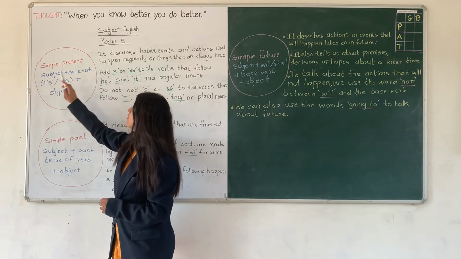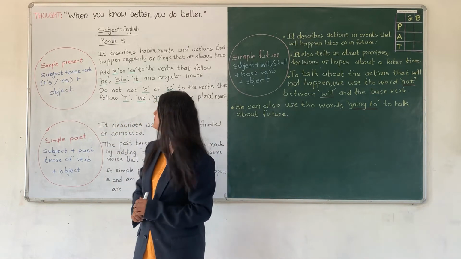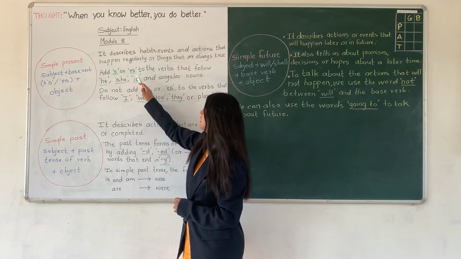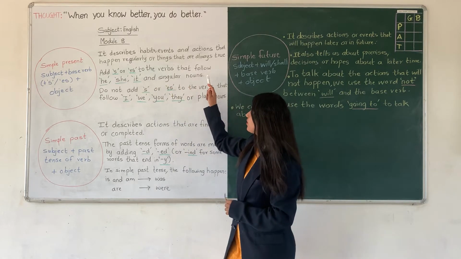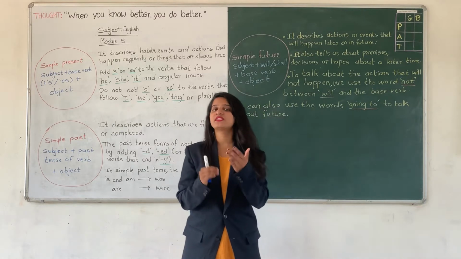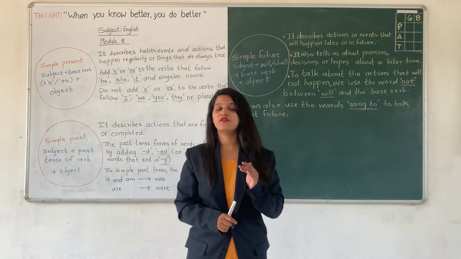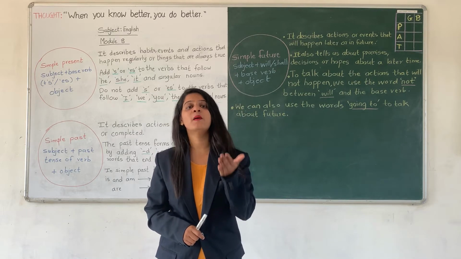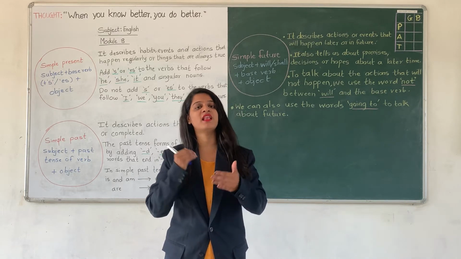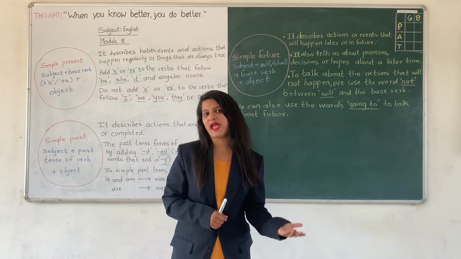Subject plus base verb plus s or es plus object. See, we have written here. Now add s or es to the verbs that follow he, she, it and singular nouns. Now what are he, she and it? He, she and it are pronouns. We use he instead of a male noun. We use she instead of a female noun. And we use it instead of a thing or an animal.